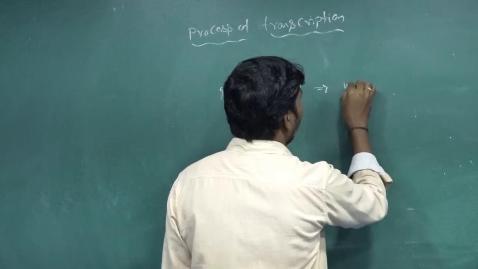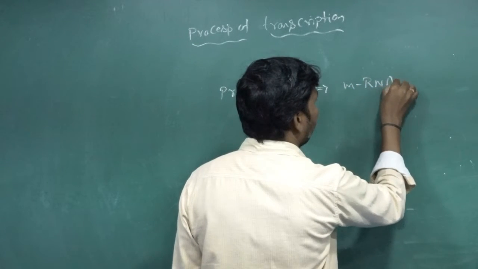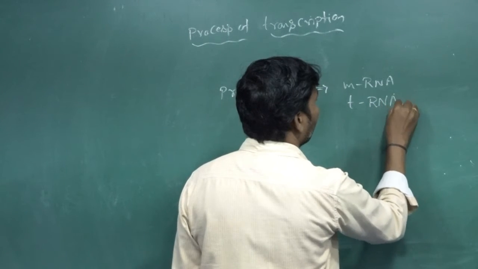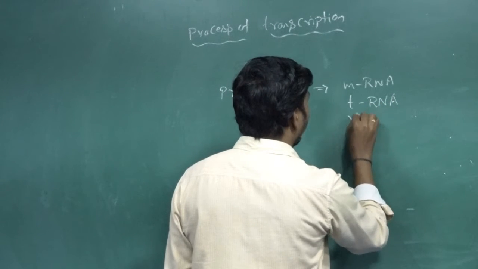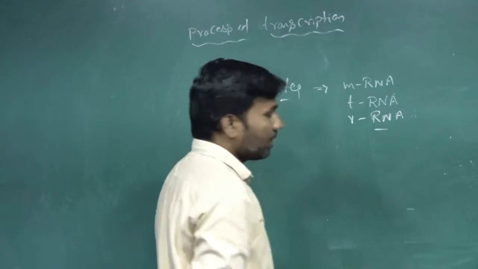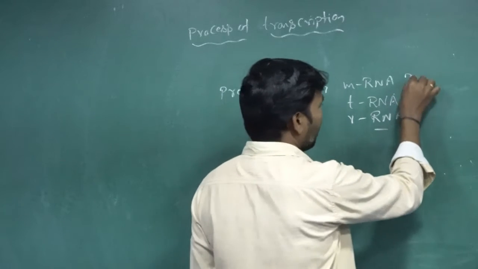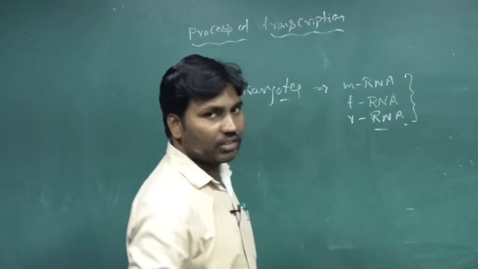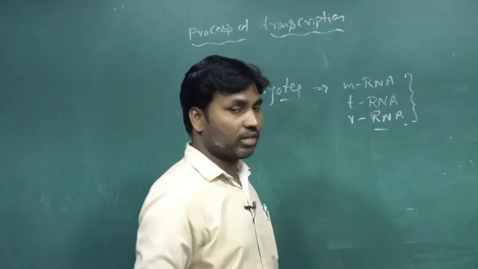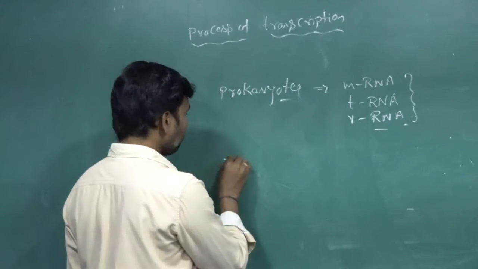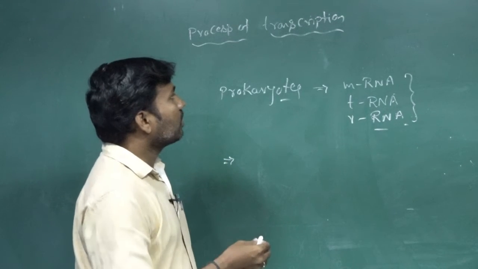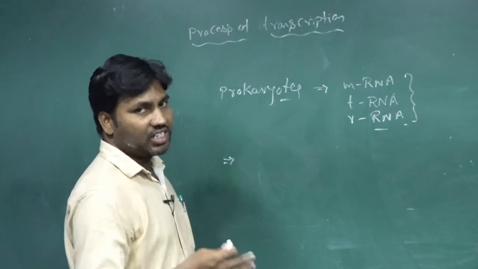They are mRNA, tRNA, and rRNA. So mRNA, tRNA, rRNA. These three RNA forms are involved in protein synthesis. How are they going to be involved and how are they going to conduct protein synthesis? Initially the transcription process is divided into three stages.